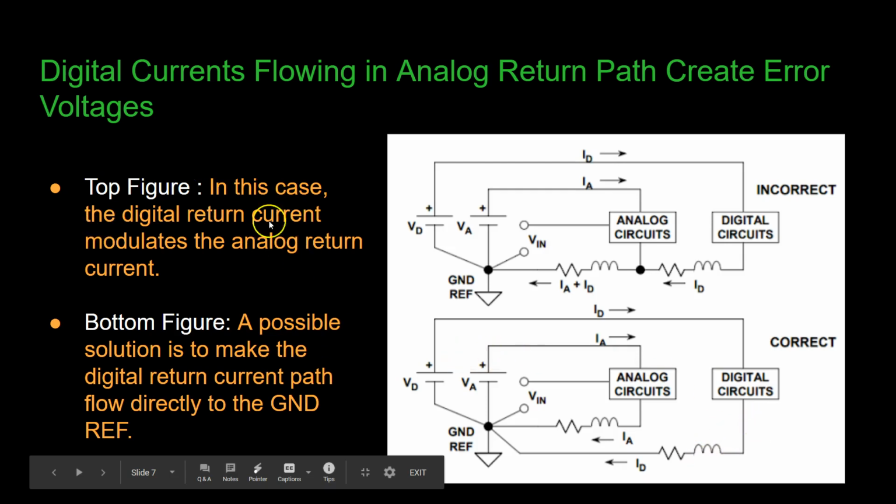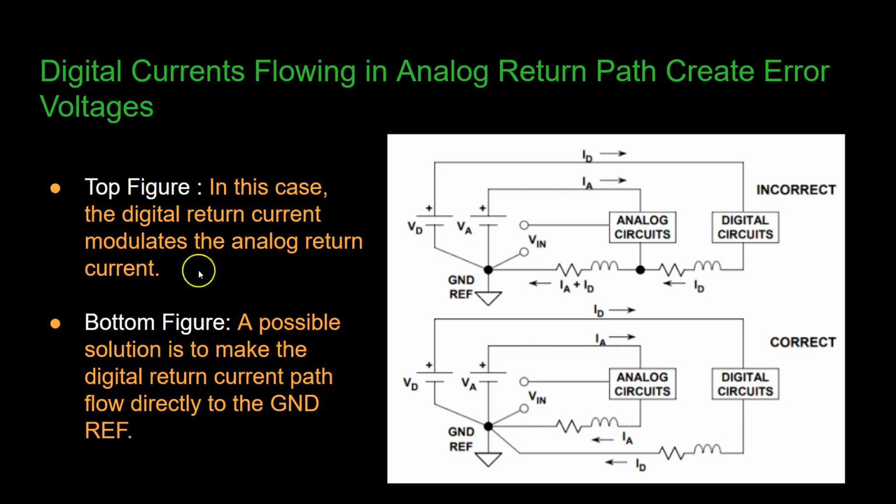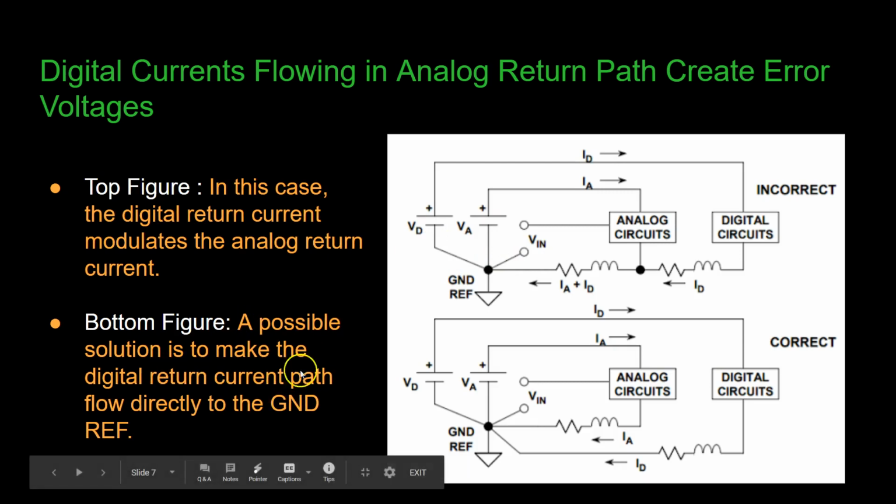So on the left, it says the same thing. In this case, the digital return current modulates the analog return current. This is talking about the top circuit. And a possible solution is to make the digital current path flow directly to the ground reference here. So this is a better design. Now moving on to the next slide.